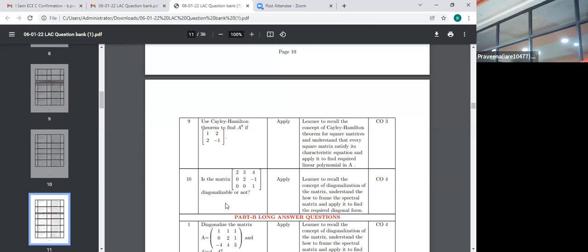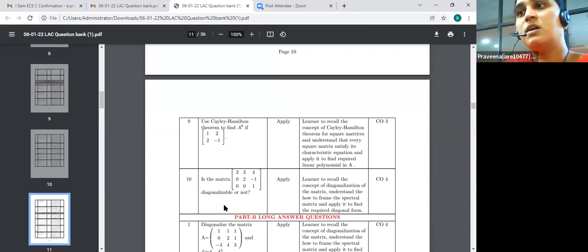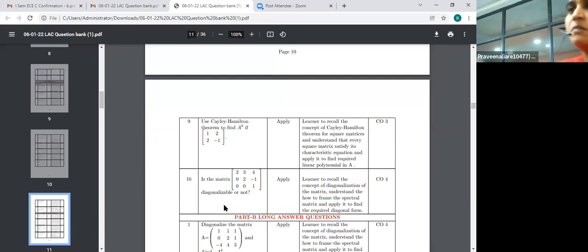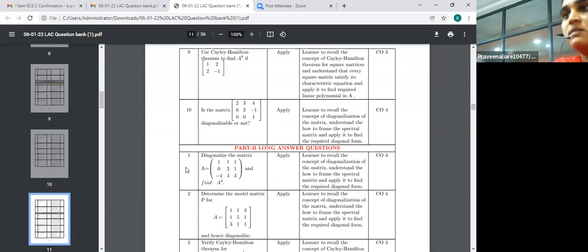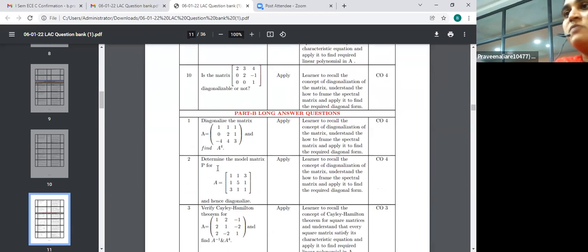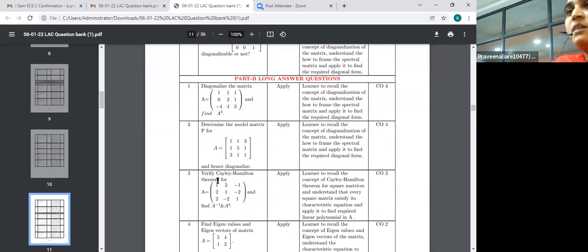Okay, next from the third, long answer questions. These are simple compared to the critical thinking ones, but I'll discuss those also. The first question from the long answer: diagonalize the matrix A equal to 1, 1, 1, 0, 2, 1, minus 4, 4, 3, and find A power 4. This type of question is there in your notebook, ma. First diagonalize, after that find A power 4. That's the first question. And next, determine the modal matrix P for A and hence diagonalize.